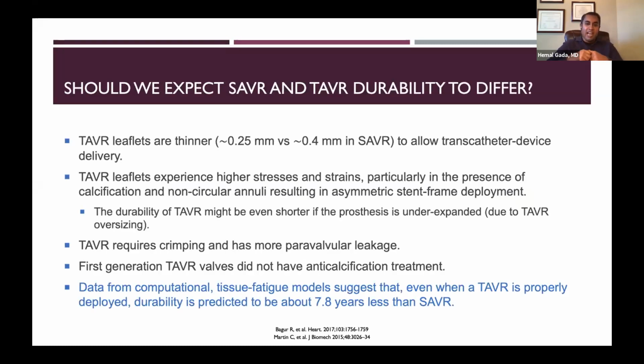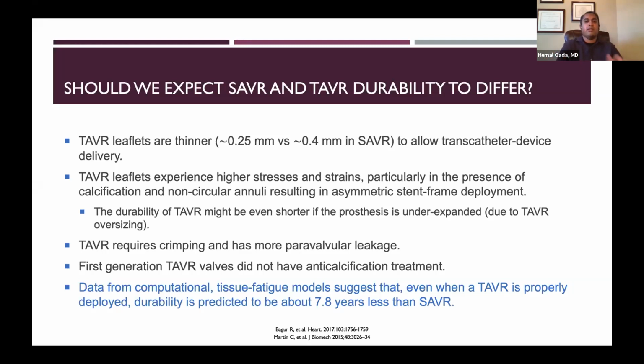So first of all, should we expect SAVR and TAVR durability to differ? I think this is very interesting. TAVR leaflets are thinner to allow transcatheter device delivery. They experience higher stresses and strains, particularly in the presence of calcification and non-circular annuli, resulting in asymmetric stent frame deployment. The durability of TAVR might even be shorter if the prosthesis is underexpanded due to TAVR oversizing. The TAVR valve requires crimping or loading and may have more paravalvular leakage. And first generation TAVR valves did not have anti-calcification treatment. Underscoring here, data from computational tissue fatigue models suggest that even when a TAVR is properly deployed, durability is predicted to be about 7.8 years less than SAVR.